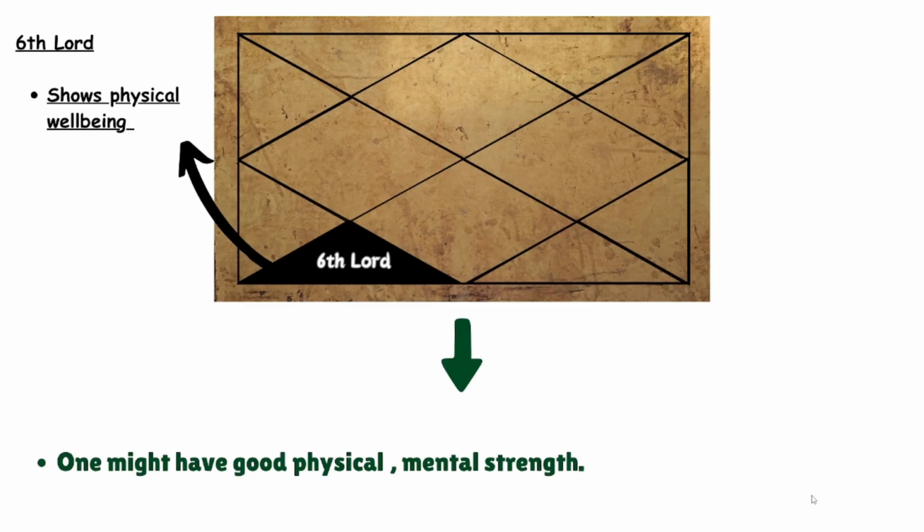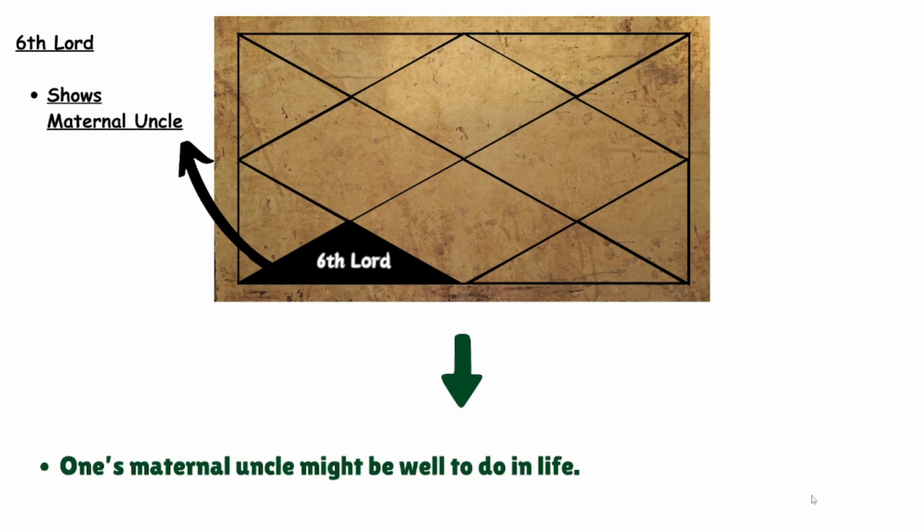The sixth lord is also the lord of physical well-being. So with this placement, usually one gets good physical and mental strength unless it is afflicted. But again, even if it is afflicted, try to maintain some form of routine which involves working on your physical body and your mental well-being. The sixth lord also shows the maternal uncle. So this becomes a very strong placement for your maternal uncle, because it's in its own house. Your maternal uncle might be quite well to do in his life.